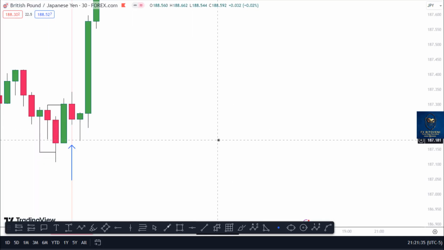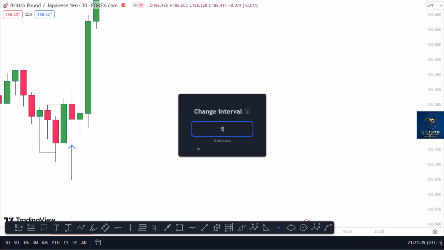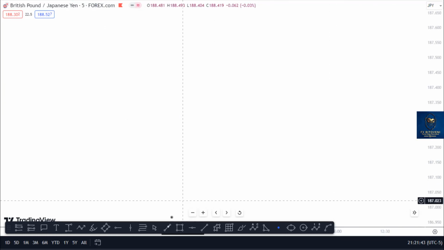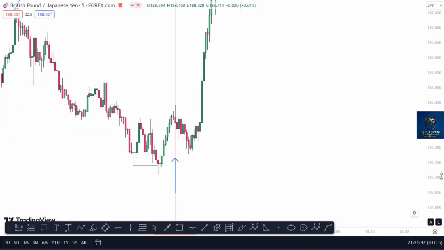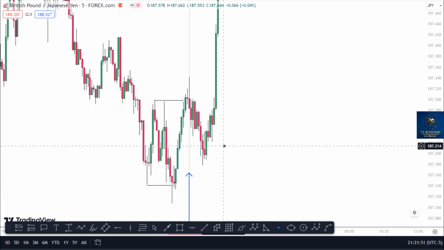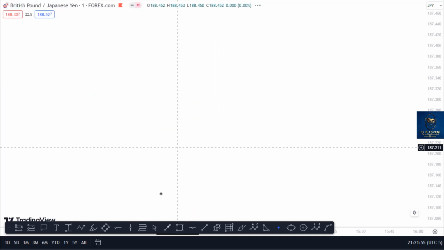I'm using like 5 minutes to check what's going on. Attempt the manipulation forming, not a good one. However, in 1 minute, let's see.